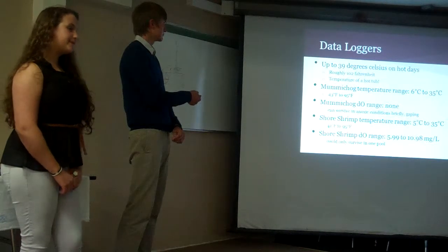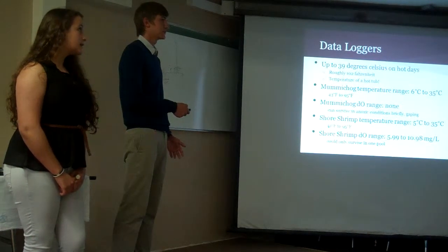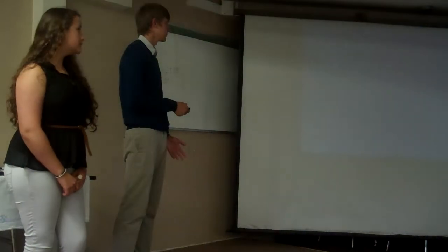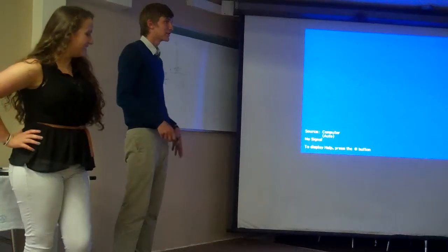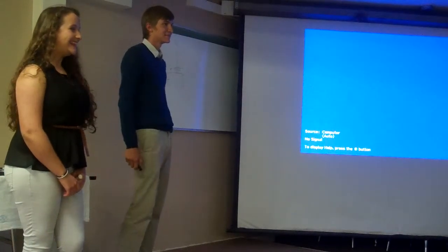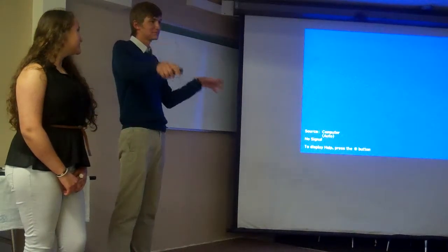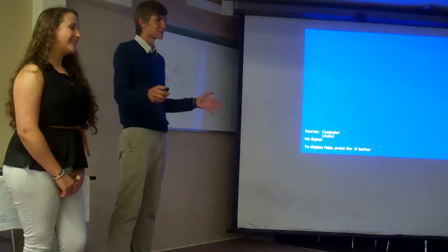The exposed pond actually got up to 39 degrees Celsius, which is about 102 Fahrenheit. That's about as hot as a hot tub, just for reference. So it's hard for fish to live there.